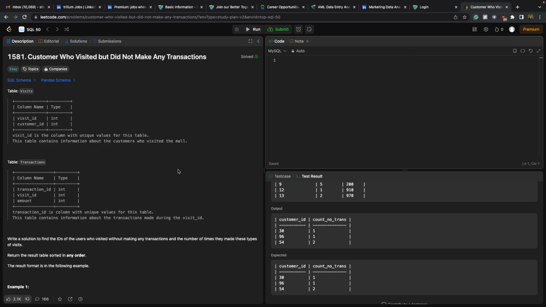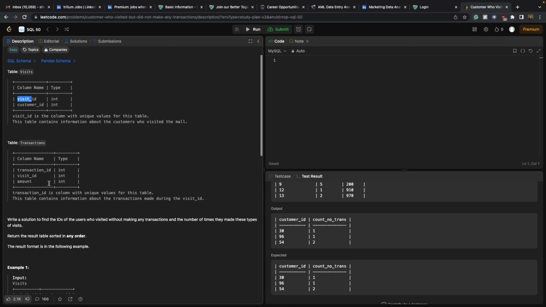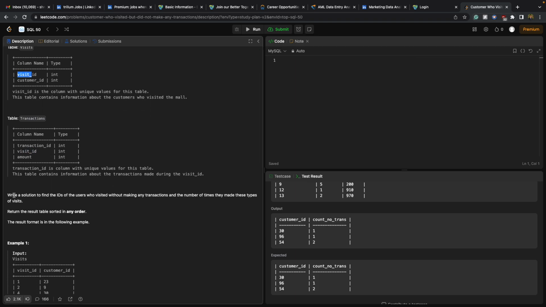Today we're doing Leetcode problem 1581, customers who visited but did not make any transactions. So we've been given two tables, visits and transactions, and they both have visit ID as a common column in both of them. What they're asking is to find the IDs of customers who visited without making any transactions and the number of times they made these types of visits, and then we can return the table in any order.